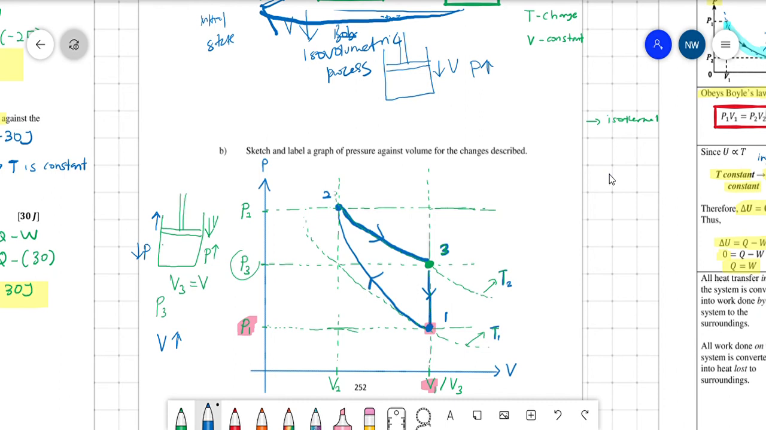So this is how you should draw your graph. But remember that this axis should be in Pascal and this one should be in meter cube. You need to state the value for each pressure here. We only have pressure 1, V2 and V1, so you can ignore these two pressures and just label them P3 and P2. For the rest, you need to put in the values.